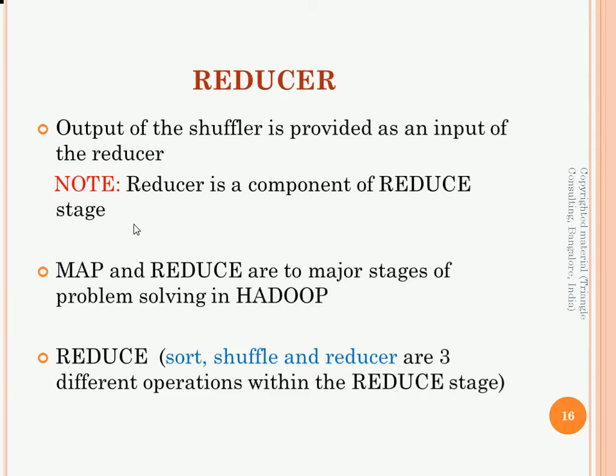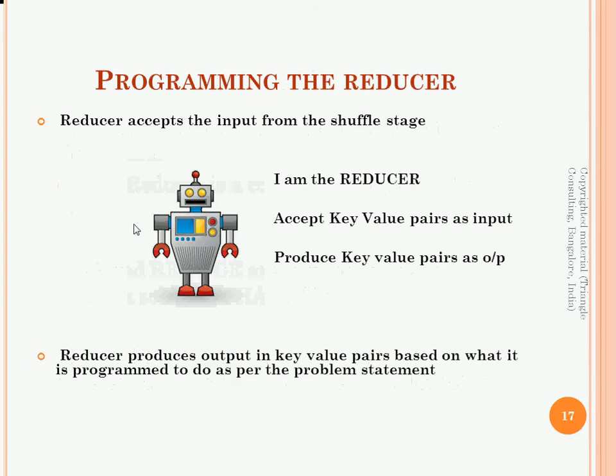So what exactly is a reducer? Now the reducer, just like the mapper, is another module which can be programmed by the user depending upon the problem statement. But the condition is that the reducer accepts input only in terms of key value pairs and produces output only in terms of key value pairs. What logic the reducer has to perform on its input to produce a particular output depends upon the problem statement. Just like we could program the mapper, we can program the reducer as well.